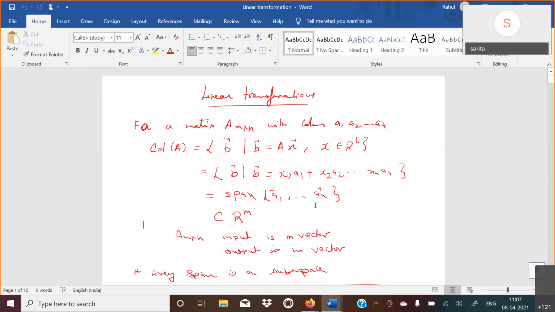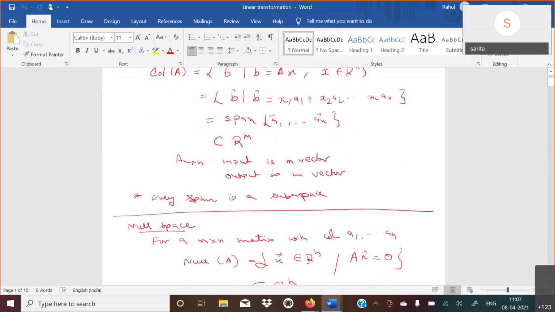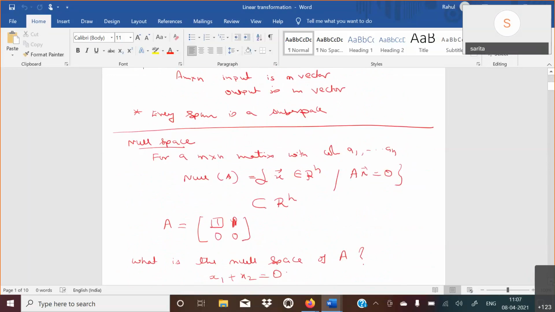When we solved this earlier, we saw that these vectors are of dimension R^m. Therefore the column space of A is a subspace of R^m. Similarly, for a matrix m cross n with columns a1, a2, ..., an, what is the null space? It is the solution space of the homogeneous equation Ax = 0.